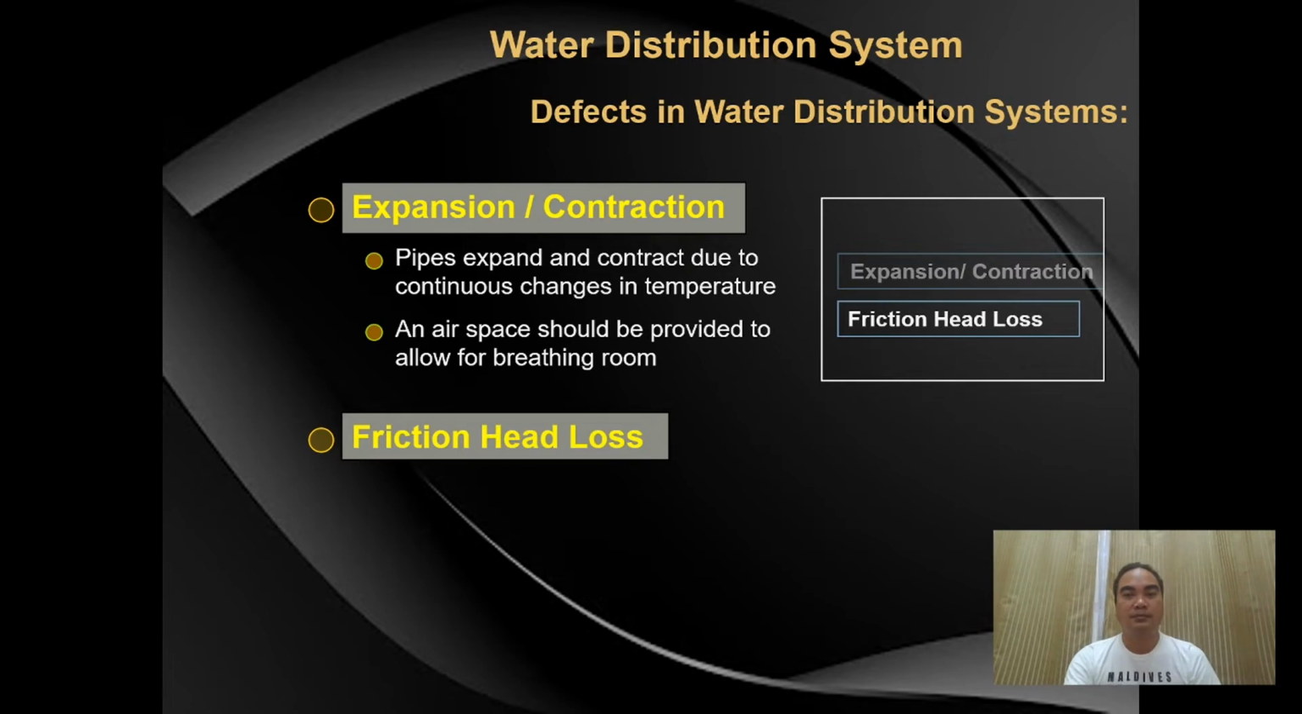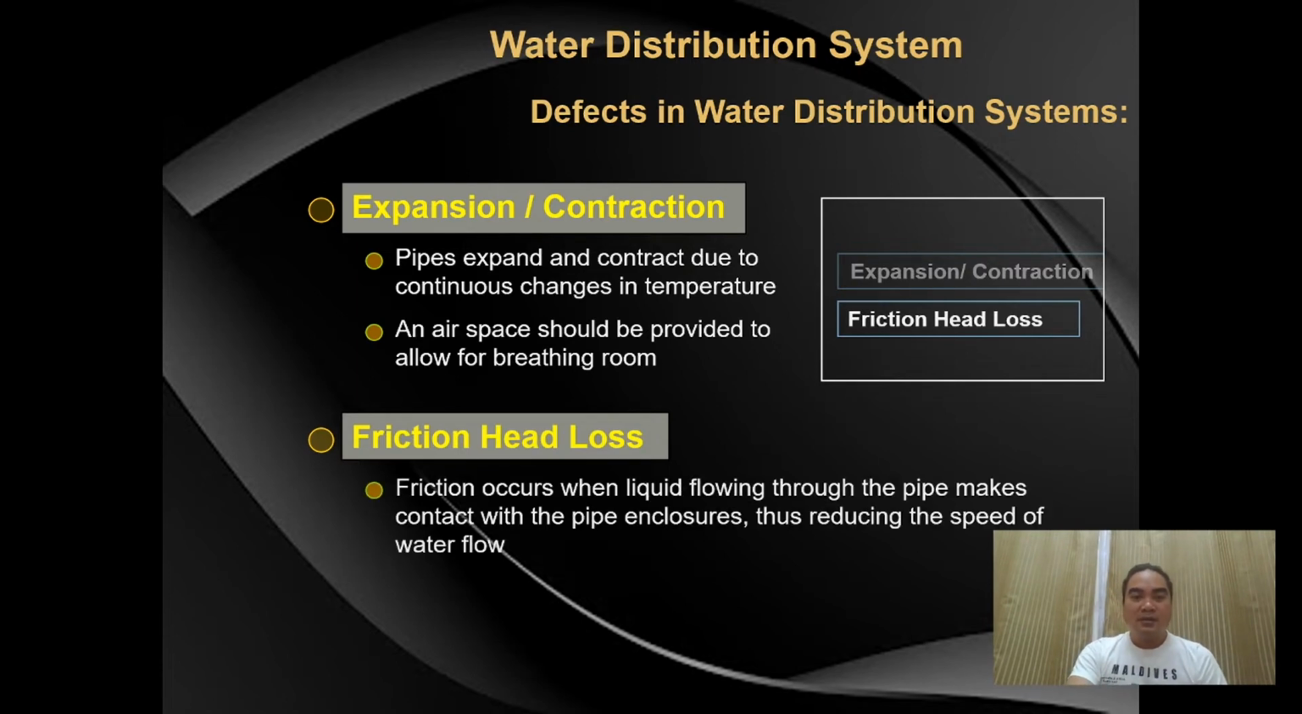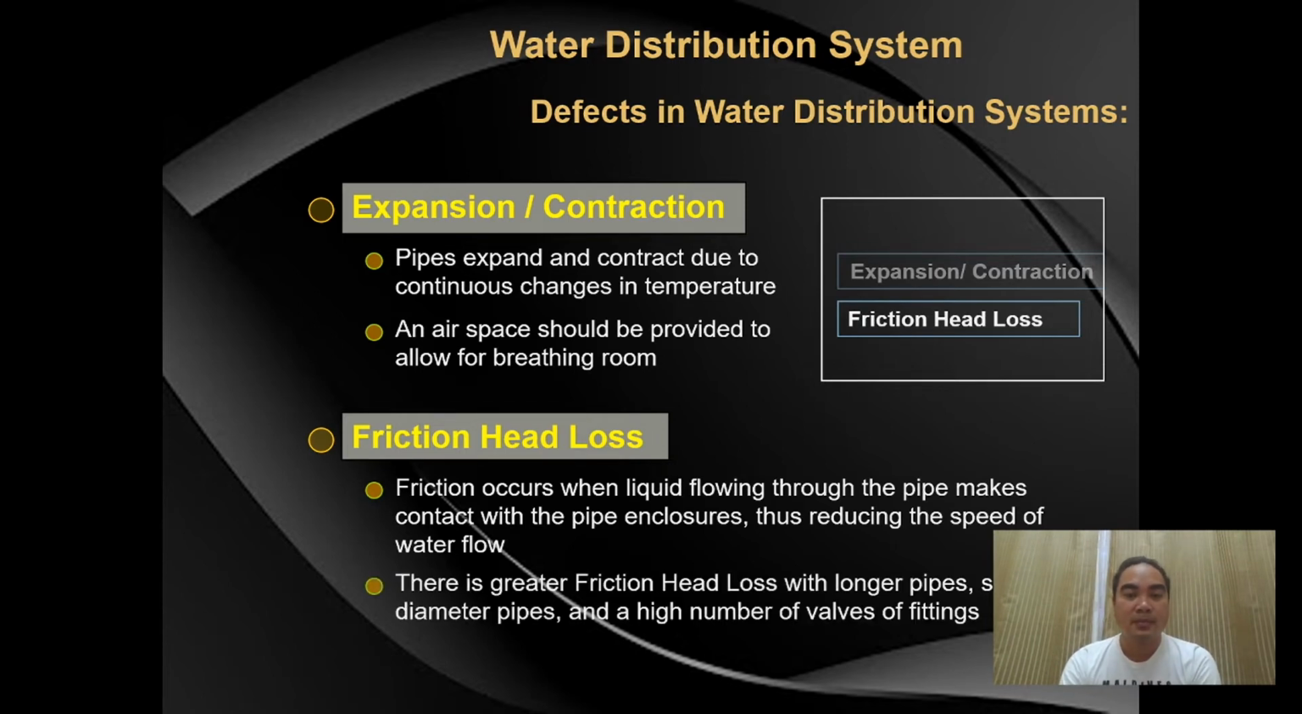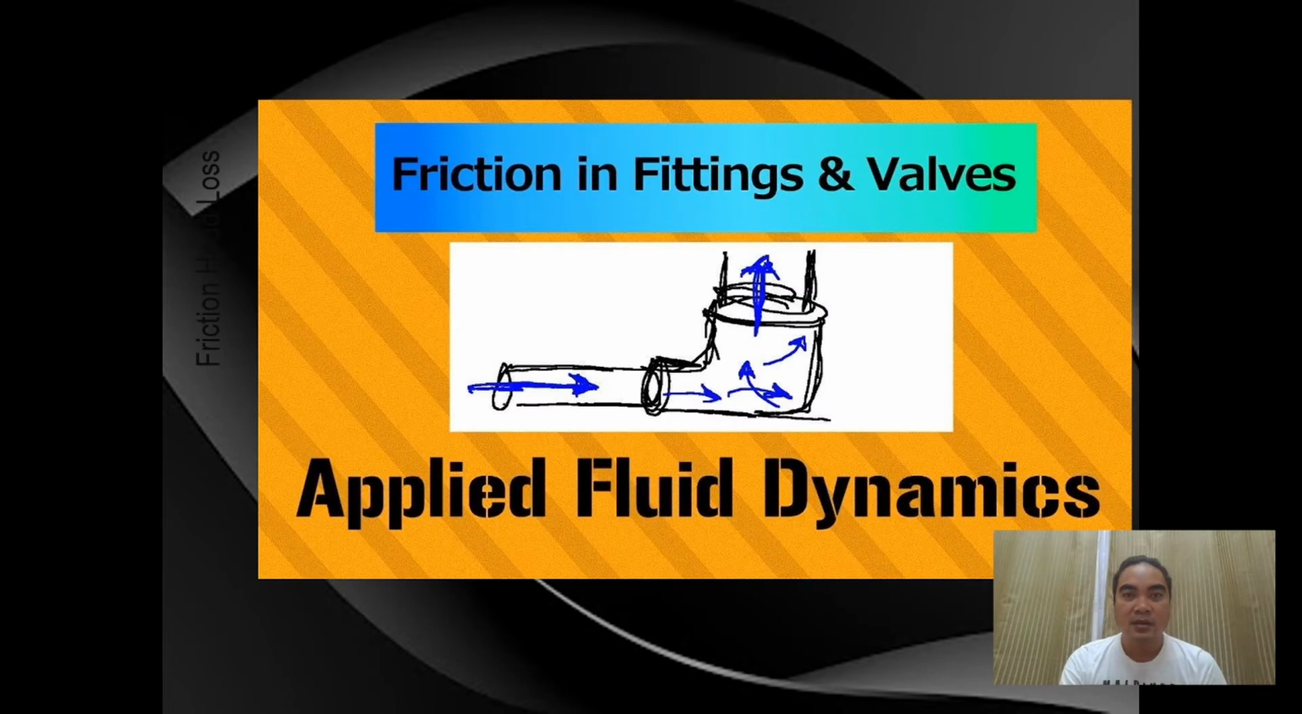Friction head loss. Friction occurs when liquid flowing through the pipes makes contact with the pipe's enclosure, thus reducing the speed of water flow. Yeah. There is a greater friction head loss with longer pipes, small diameter pipes, and the high number of valves and fittings. Friction in fittings and valves is applied fluid dynamics.